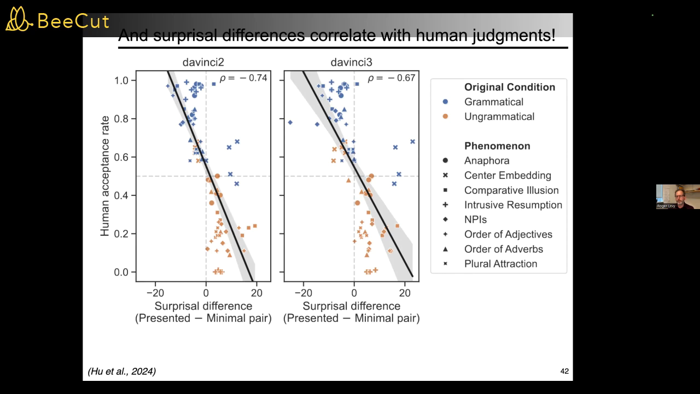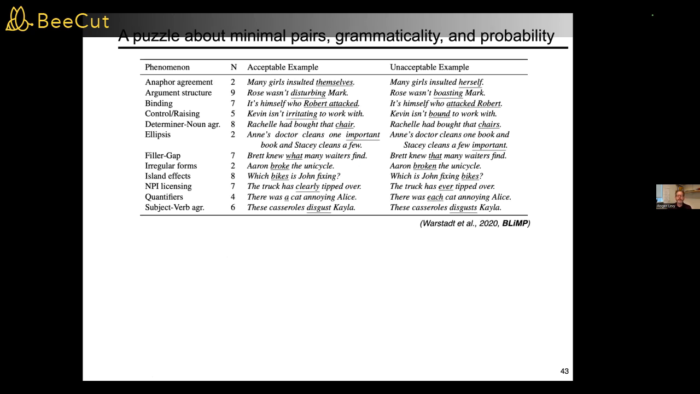However, there are puzzles that remain. For example, here's maybe the most widely used data set of minimal pairs for evaluating models on grammaticality judgments. This is called BLiMP, from Warstadt et al. 2020, and they look at many different kinds of phenomena. I'm illustrating examples from their paper. For example, "Many girls insulted themselves" is grammatical; "Many girls insulted herself" is ungrammatical, because there's a number mismatch, and so forth.